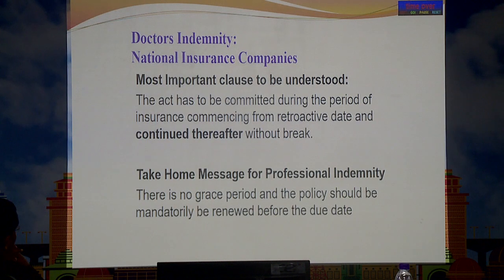The most important clause to be understood: the act has to be committed during the period of insurance commencing from the retroactive date and continued thereafter without a break. So the take home message from this talk is, for professional indemnity, there is no grace period and the policy should be mandatorily renewed before the due date. Like in endowment policies, you have a grace period of 1 month. Even if you overshoot a policy date, you get a grace time of 1 month to pay up your policy and keep it updated. But for indemnity insurance, you have to pay before the due date.